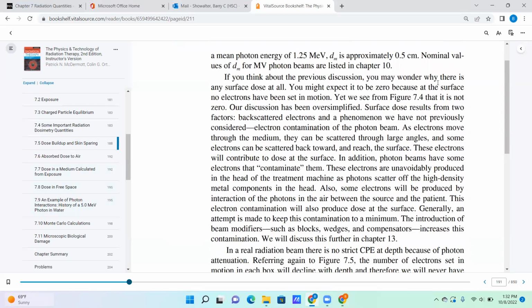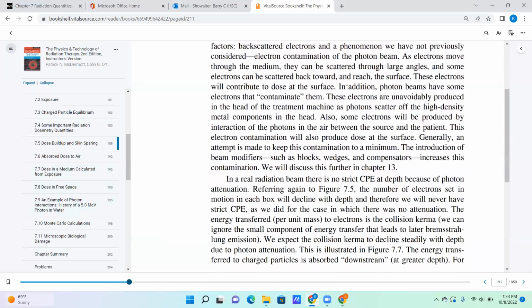So if you think about the previous discussion, you may wonder why there's any surface dose at all. You might expect it to be 0. But you see from figure 7.4 that it's not. The discussion's been oversimplified. Surface dose results from two different factors: backscatter electrons and a phenomenon not considered, which is electron contamination of the photon beam. In other words, we don't really have a pure photon beam coming in. As they move through the medium, photons can be scattered through large angles, and some electrons can be scattered back towards and reach the surface. That contributes to the dose at the surface.